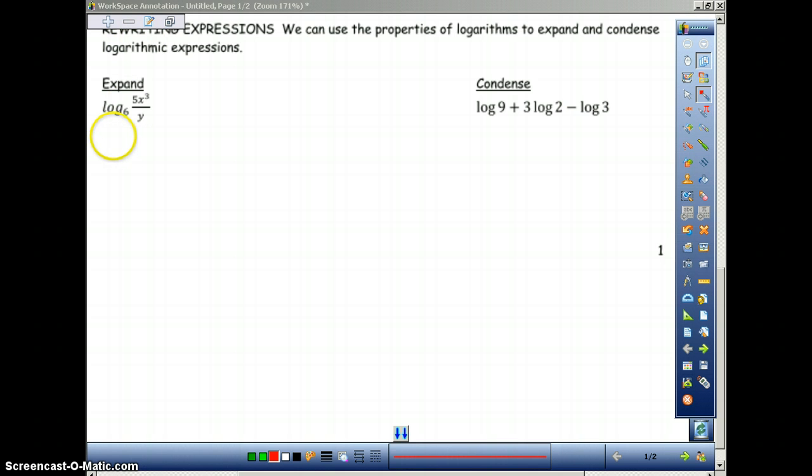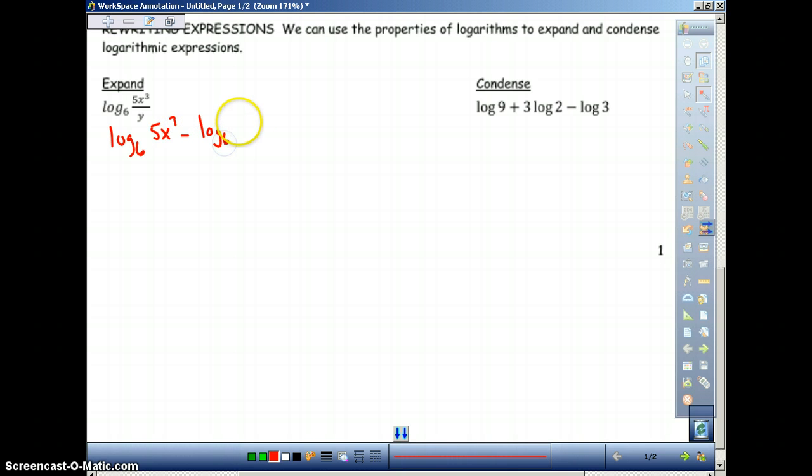So what I'm going to do is first just separate the top and the bottom. So this will be log base 6 of 5x to the third minus log base 6 of y. Okay, that's our first step. The problem is that this can still be expanded. That is not completely expanded. Not only do we have an exponent on the x, but we also have 5 times x.